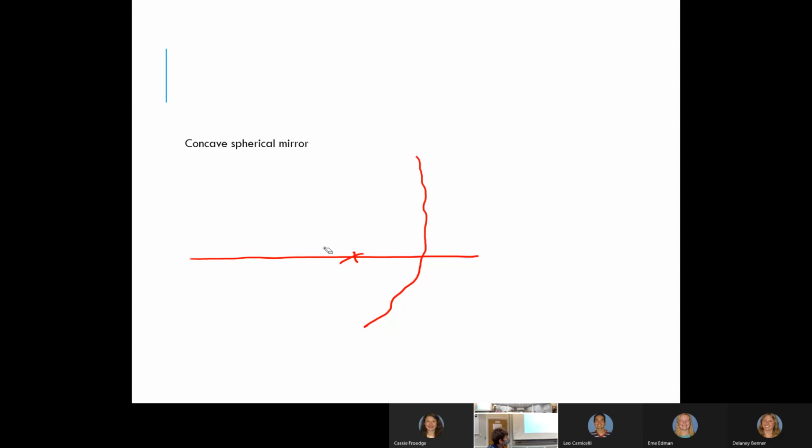Good gravy. Man, why is it so hard to draw straight? There we go. Someday, I'll just have to get an iPad like Dr. Pretorius. Then I can actually see while I'm drawing.